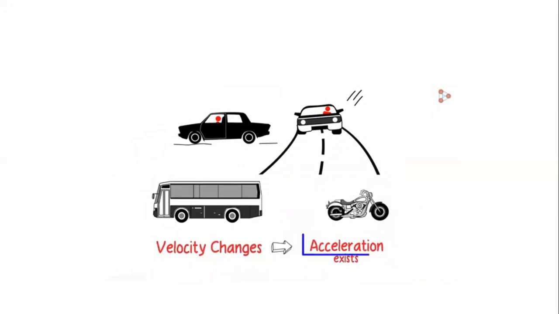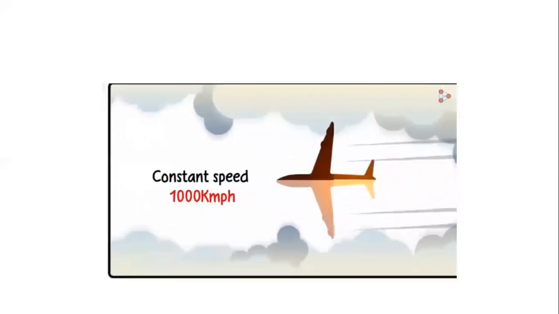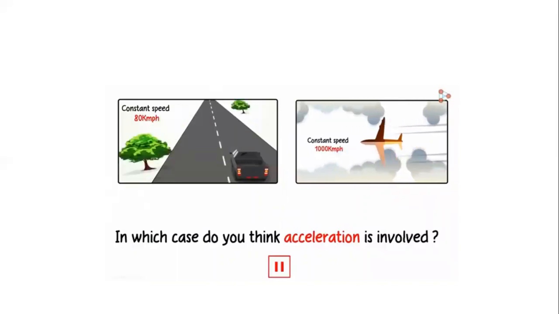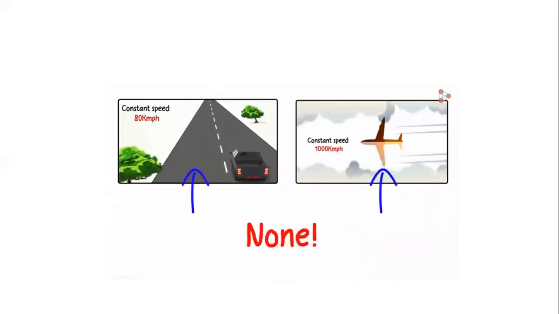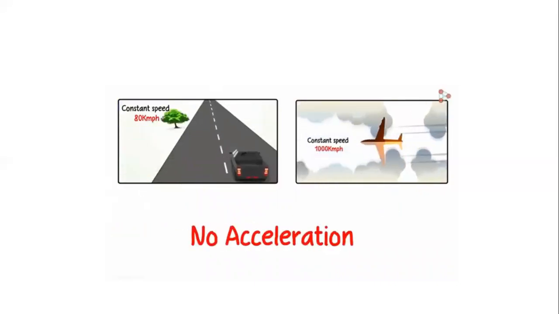I still haven't defined what acceleration is. I just told you that when velocity changes, there will be acceleration. Okay, let me give you two examples. In the first one, a car is traveling in a straight line at a constant speed of 80 kilometers an hour. And in the second one, a plane is traveling in a straight line at a constant speed of 1000 kilometers an hour. In which case do you think acceleration is involved? None. In both cases, the velocity is not changing at all. Hence, there will be no acceleration in either of the cases.